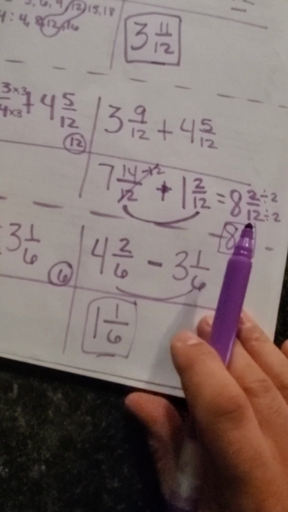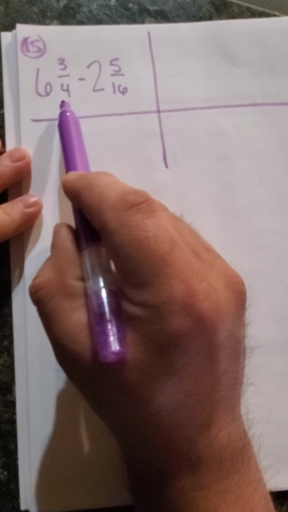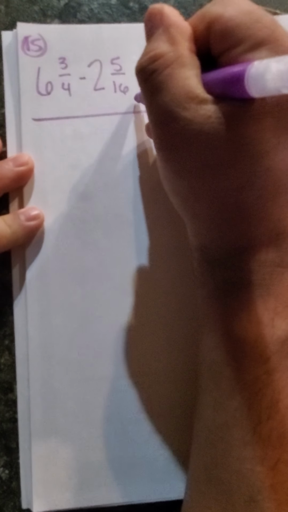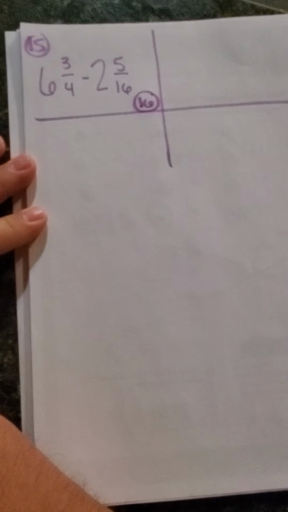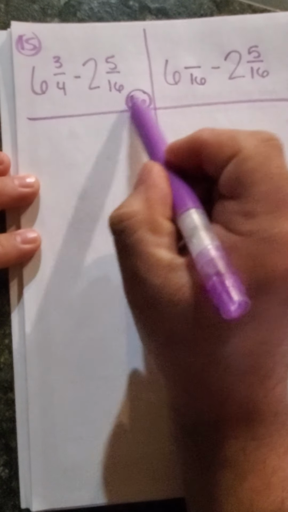These get a lot easier the more practice that we do, the more that you do them. So here is number 15. I have 6 3/4 minus 2 and 5/16. Can my smaller denominator go into my bigger denominator equally? Yes, it can. Because if I do my 4s, 4, 8, 12, 16, I know my common denominator is going to be 16. That would also be my least common multiple if I wrote out my multiples. And I'm going to go ahead and write 6, bring that whole number over, and blank 16ths minus 2 and 5/16. Remember, we're keeping that the same because we didn't have to change anything here.